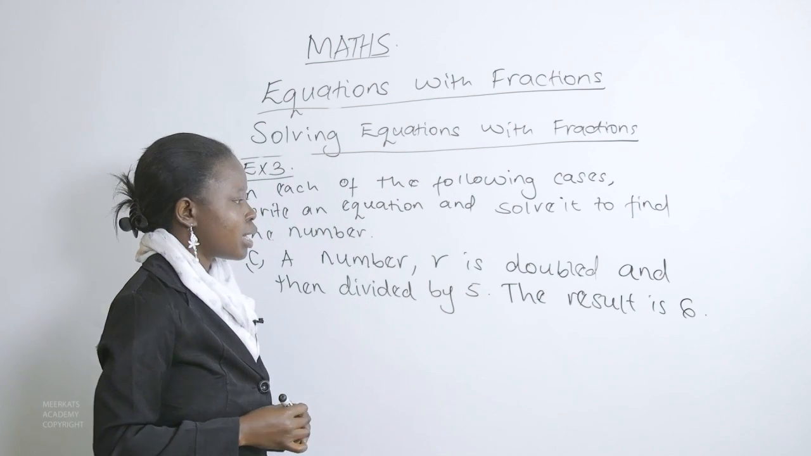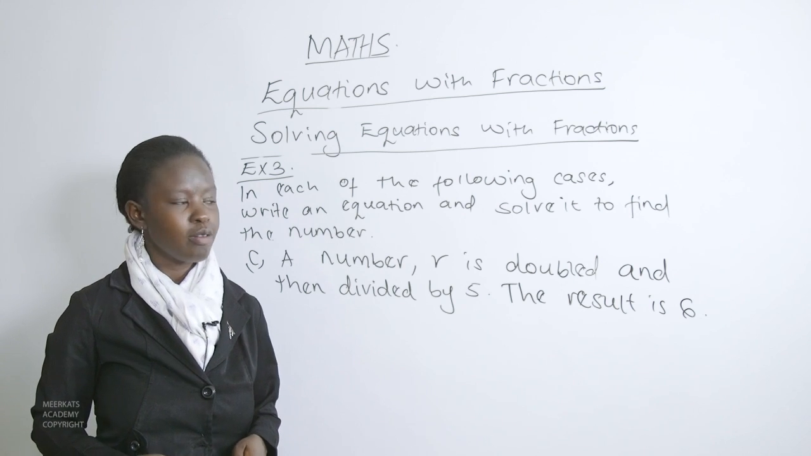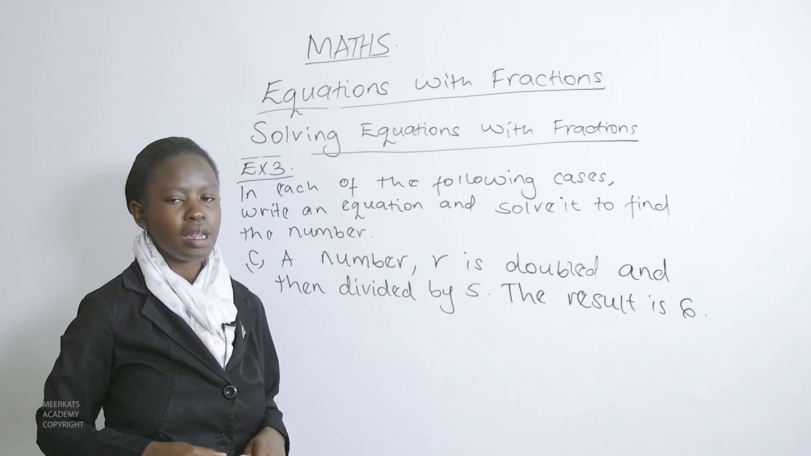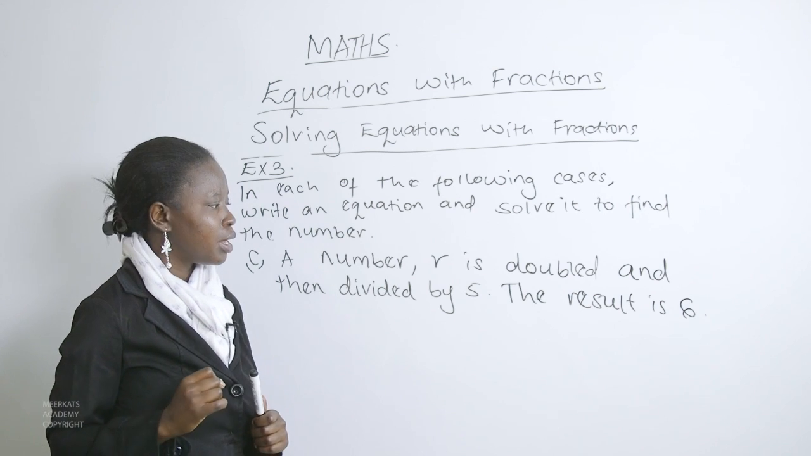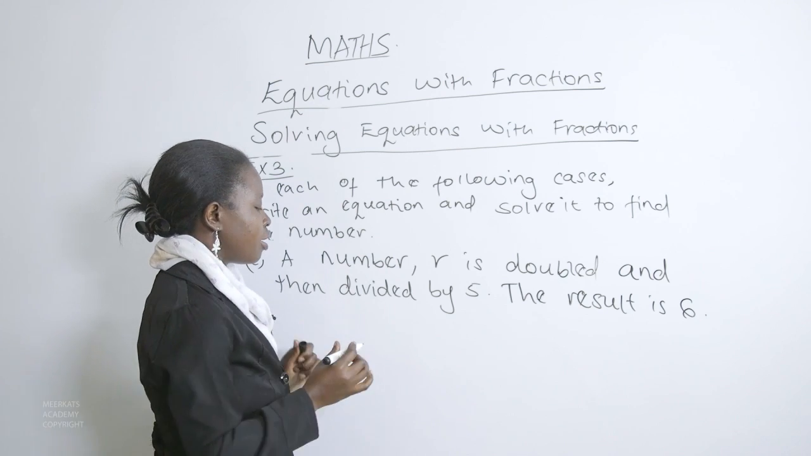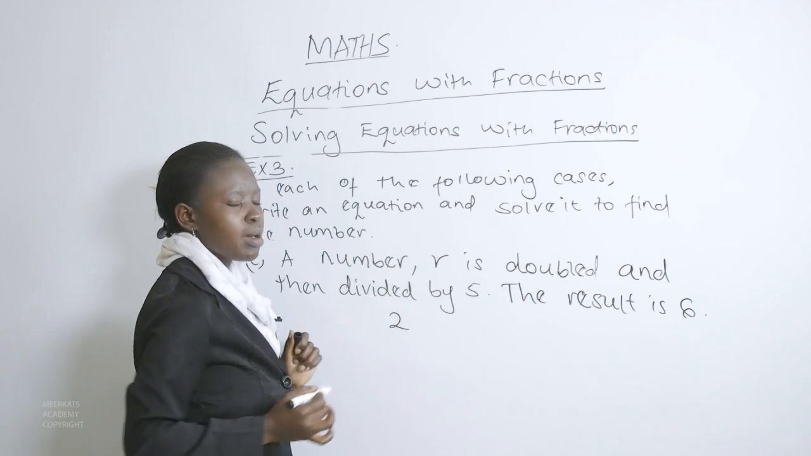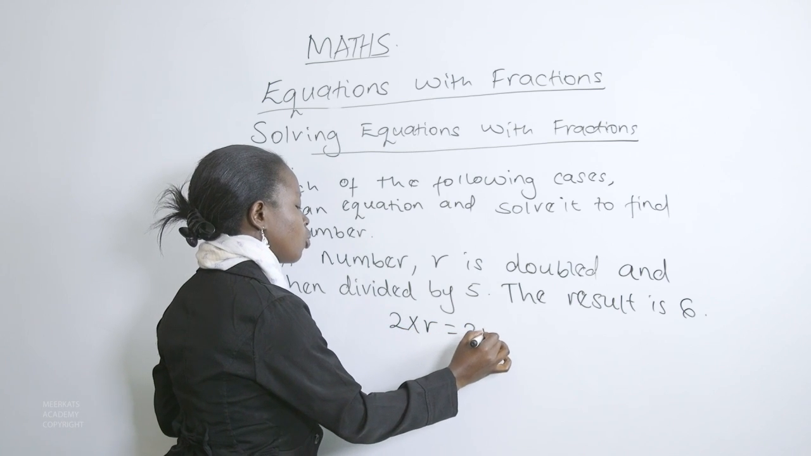So we have a number r is doubled and then divided by 5. The result is 6. So the first step, we are doubling our number r. So double of r means we multiply by 2. So 2 times r is simply 2r.